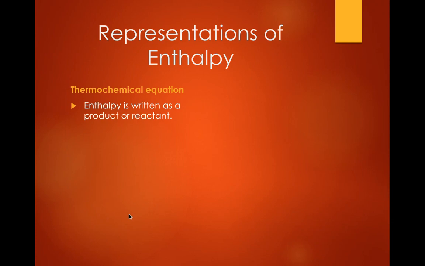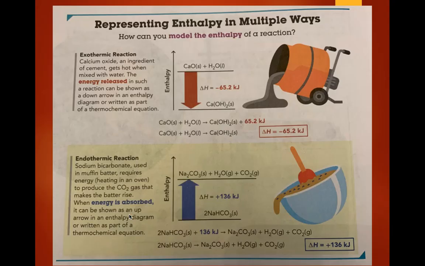Representations of enthalpy. Enthalpy diagrams can be used to visually represent the changes in enthalpy for reactions. Another way to represent an enthalpy change is by writing it as part of a chemical equation. And we call these thermochemical equations. It's just enthalpy written as a product or reactant. With the enthalpy written as a product or reactant, we can also write the enthalpy change as a separate algebraic equation to the side of the chemical equation. And I'll show you right here.